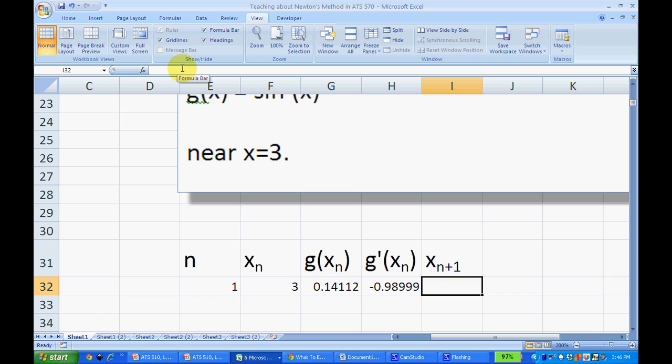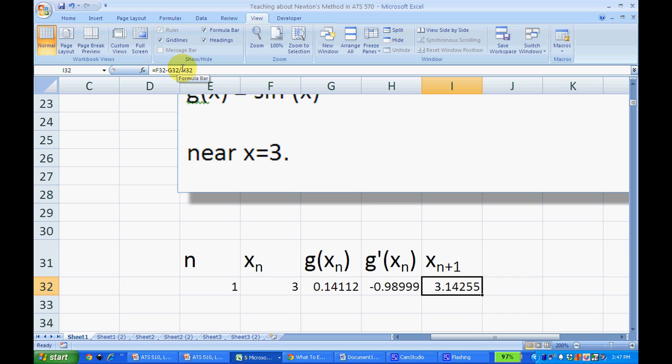Now again, assuming that you have seen the Pencasts about how Newton's method works, you know that the equation for x of n plus 1 is x of n minus the quantity g of xn divided by g prime of xn. So we're going to just do that. Equals x of n minus g of xn divided by g prime of xn. See how I just filled in all those equations there? And we get the first value.